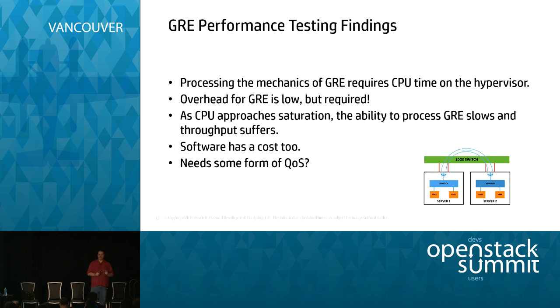Well, what happens when you run out of things you require? Like air, for instance. Bad things happen to you. So software has a cost, right? When the CPU approaches saturation on the hypervisor, the ability to process GRE starts to slow, packets start to drop, throughput starts to suffer, phones start to ring. So I think it needs some kind of QoS. I don't know, it's beyond me to talk about, but there isn't any at the moment.